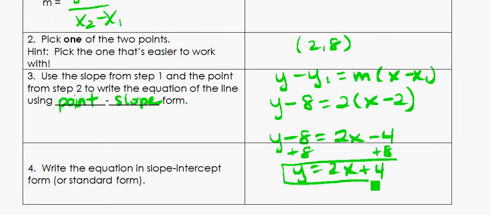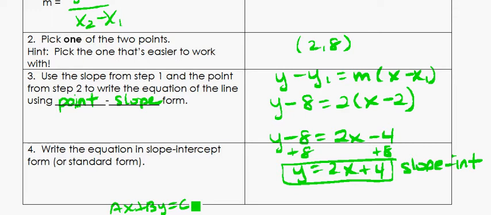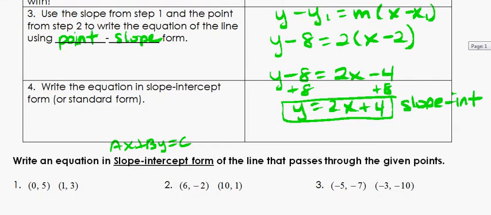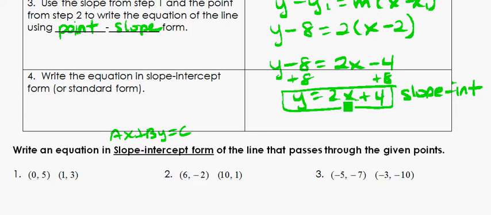This equation is in slope-intercept form. We can also go to standard form. Standard form is in the form ax plus by equals c, where a, b, and c are all integers. In order to do that for this equation, we can simply subtract 2x on both sides. We get negative 2x plus y equals 4. This format is in standard form.